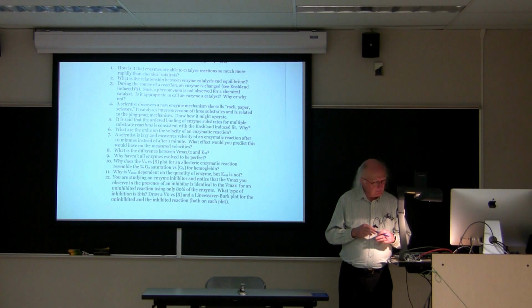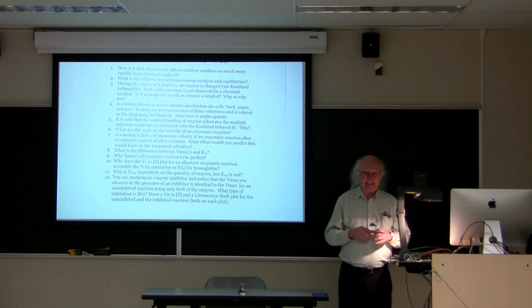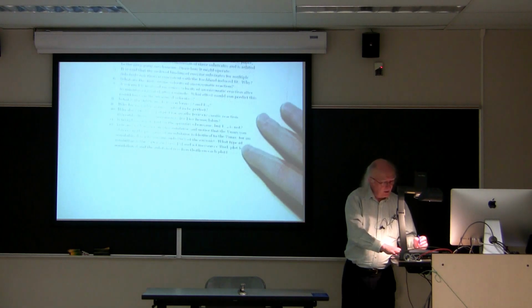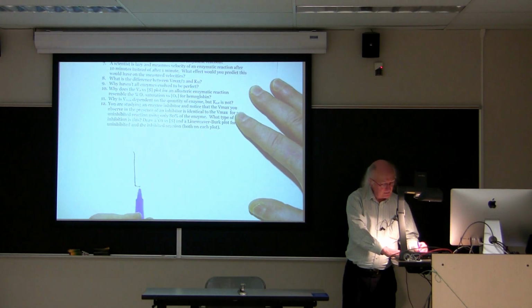Question 11 says, why is Vmax dependent on the quantity of enzyme, but kcat is not? Well, Vmax is dependent upon the quantity of enzyme used. This is very easily experimentally determined. If you take a given enzyme and you do a series of reactions all using the same amount of enzyme and varying amounts of substrate, you can produce a V versus S plot that looks something like this.